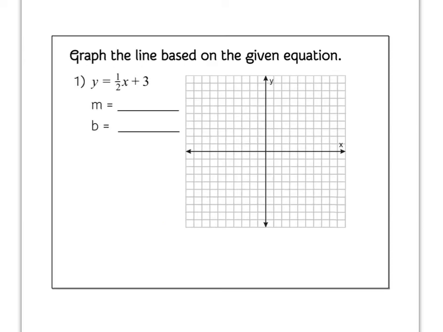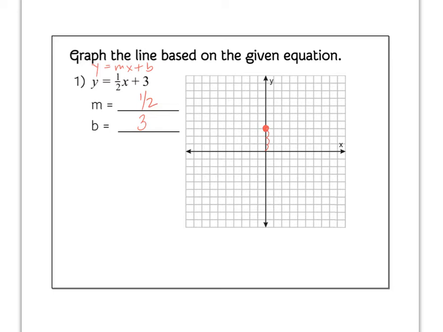So here's example number 1. y equals 1/2 x plus 3. And it says graph the line based on the given information. Well, when I look at this equation, I want to try to figure out the m and the b. Remember, the equation goes y equals mx plus b. So the m is 1/2, that's the slope, and the b is the 3, that's the y-intercept. To graph a line like this, it's really pretty quick. The b is 3, so that's where the line will cross the y-axis. So I go up 1, 2, 3, and I put a dot. There's my y-intercept at 3.